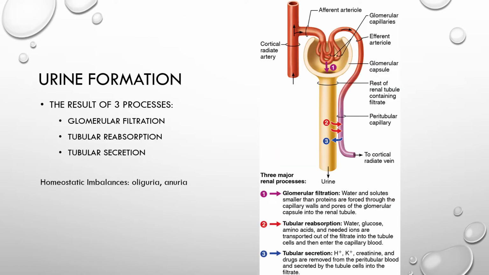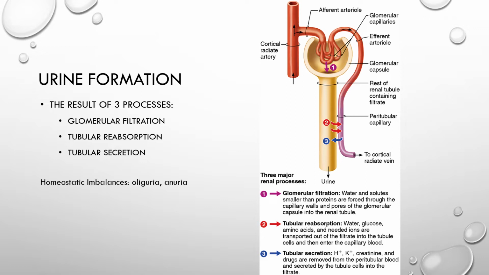Urine formation is the result of 3 processes: glomerular filtration, tubular reabsorption, and tubular secretion. So glomerular filtration, as you can see on the right, is when water and solutes smaller than proteins are forced through the capillary walls and pores of the glomerular capsule and into the renal tubule. Then tubular reabsorption occurs. Water, glucose, amino acids, and needed ions are transported out of the filtrate into the tubule cells and then enter the capillary blood. And then 3, tubular secretion. Hydrogen ions, potassium ions, creatinine, and drugs are removed from the peritubular blood and secreted by the tubule cells into the filtrate. I'll go more in depth on each of those shortly.